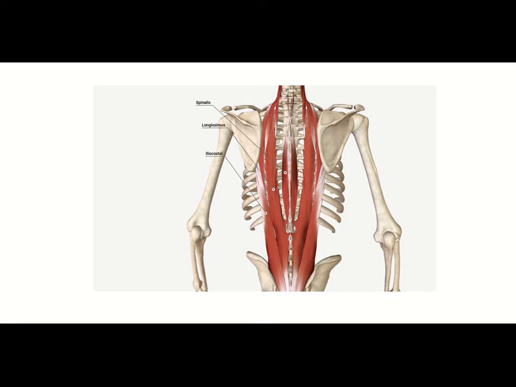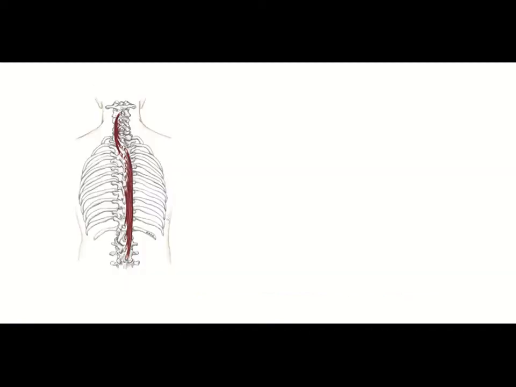This group of muscles is primarily responsible for extension of the spine, but it also contributes to lateral flexion and rotation. And as a group, they're kind of our predominant spinal muscles. Starting with the spinalis, it originates on the spinous processes of the upper lumbar and lower thoracic vertebrae, as well as the ligamentum nuchae and the spinous process of C7.